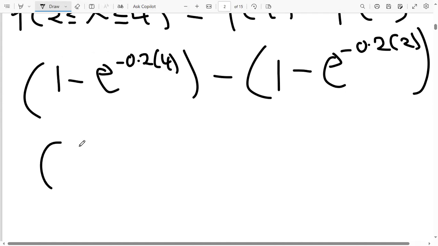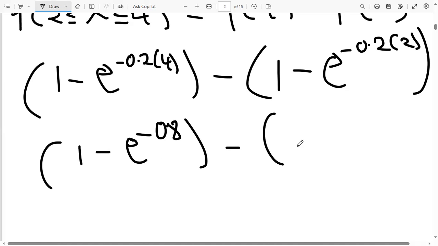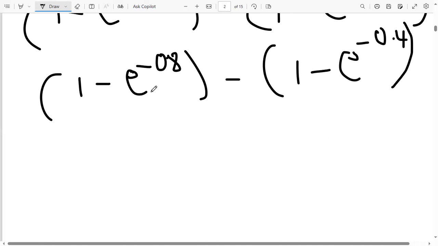Okay, so we are going to have 1 minus 0.8 minus 1 minus e to the power minus 0.4. So this is what we get, okay? You punch this into the calculator and then you subtract it from 1. So what am I going to get there?